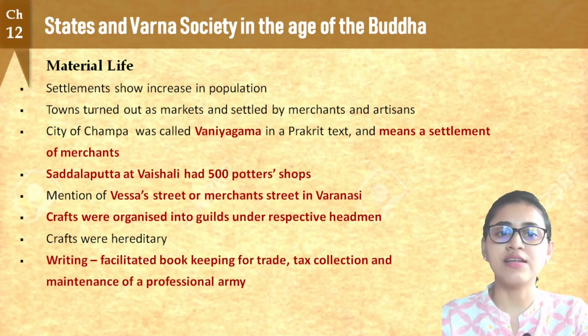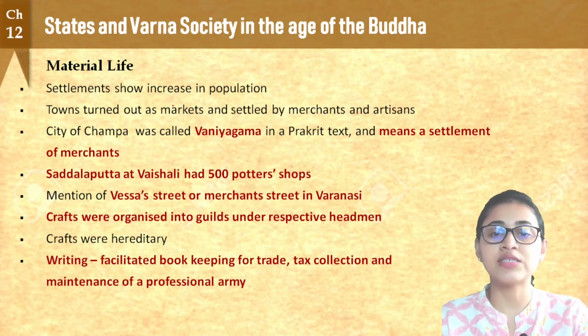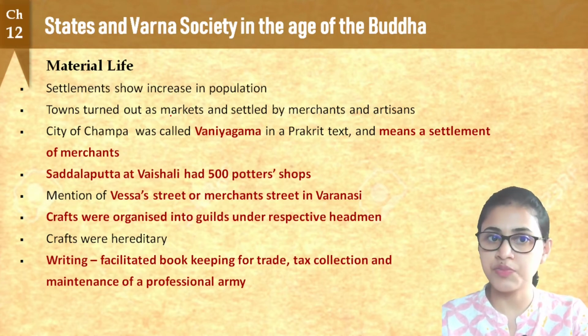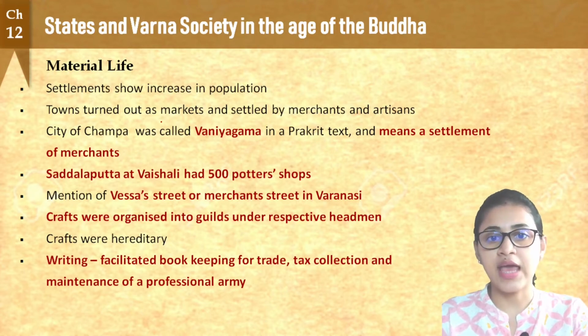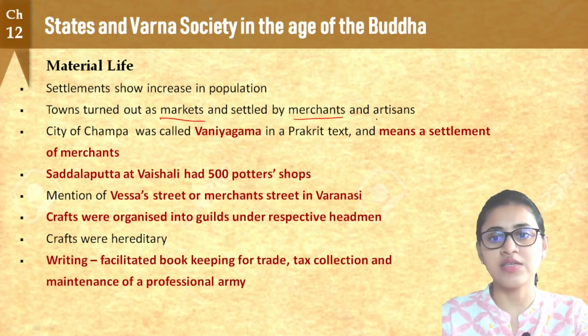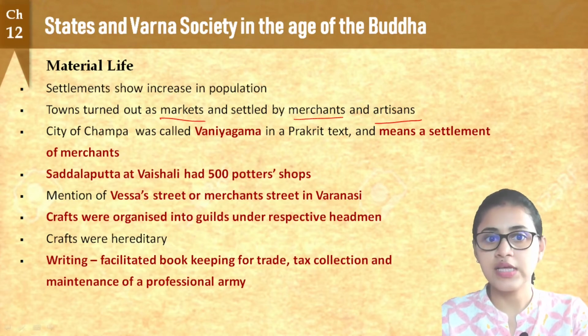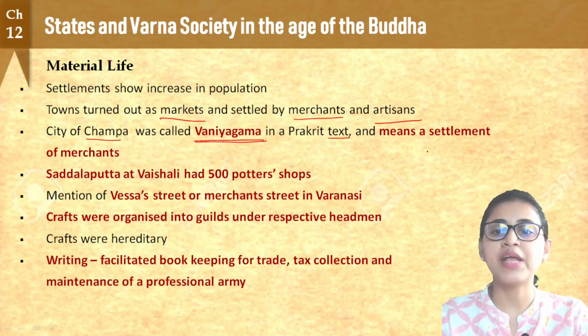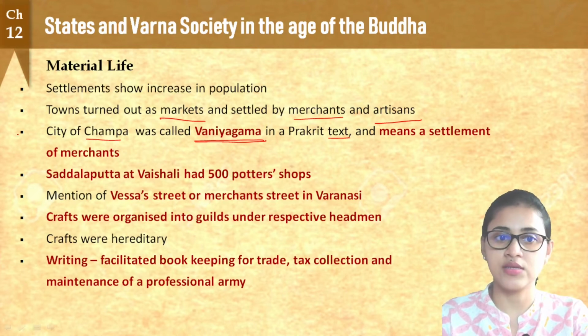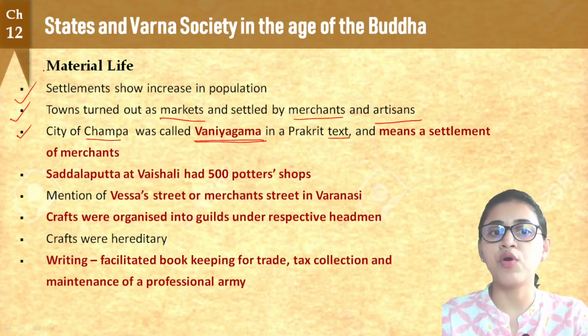Now, the different settlements show that there was an increase in population during this period. The towns turned out to be markets and were settled by merchants and artisans. The city of Champa was mentioned in the Prakrit text as Vanyagama, which means a settlement of merchants. So we now know how important trade had become.